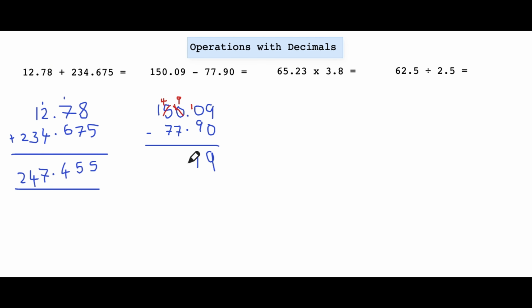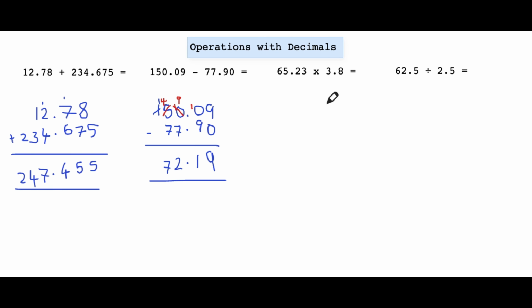Dot minus dot is dot there. 9 minus 7 is 2. 4 minus 7, it can't in this circumstance, so we borrow again from this guy. So now that becomes 14. 14 minus 7 is 7. So the answer is 72.19. Now when we jump over to multiplication and division, the rules flip a little bit.